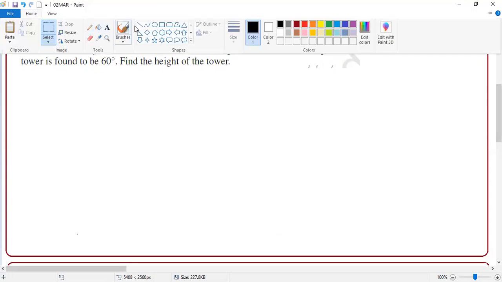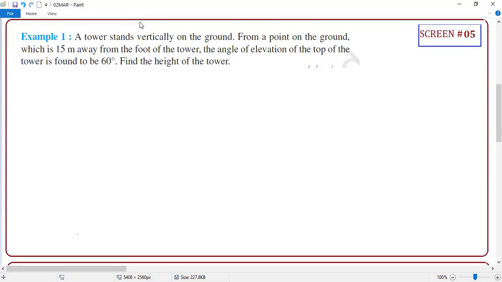Okay. So first thing is, student, start. A tower stands vertically on the ground. Okay, this is the tower. From a point on the ground, 15 meter away from the foot of the tower. This is ground. Now here someone is there, student.